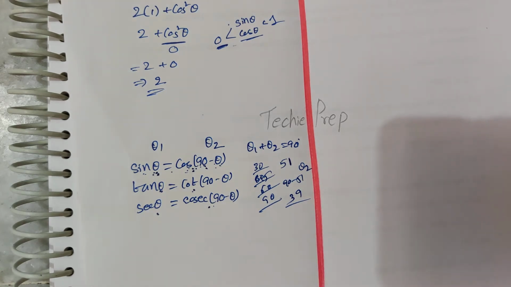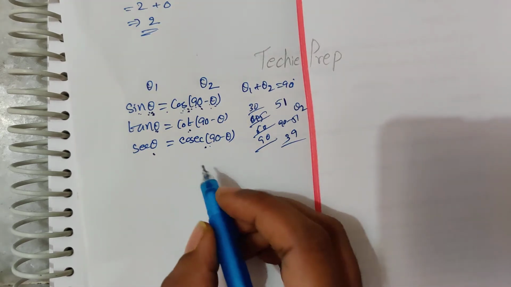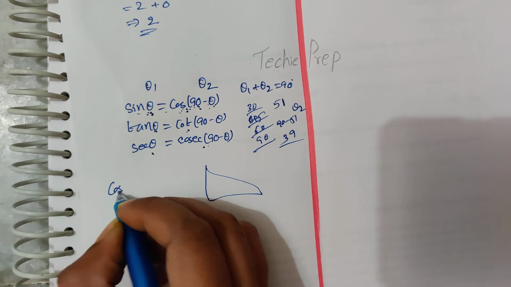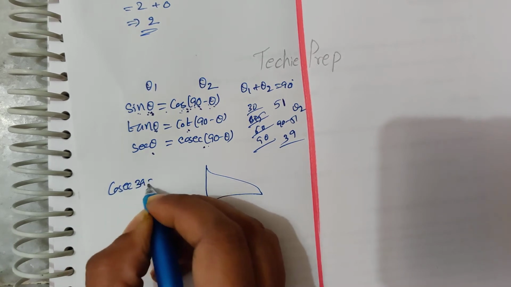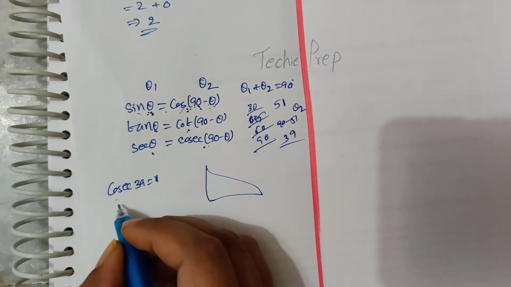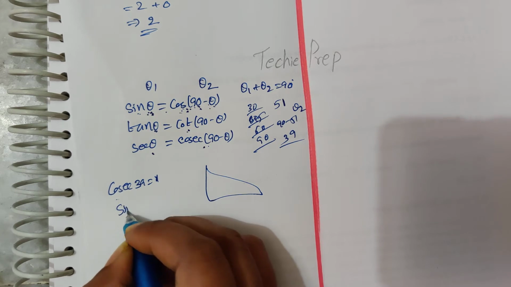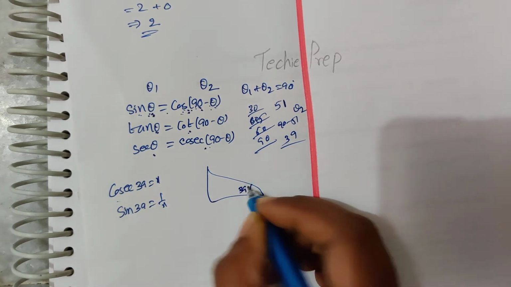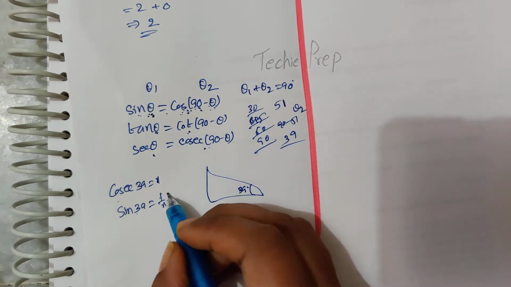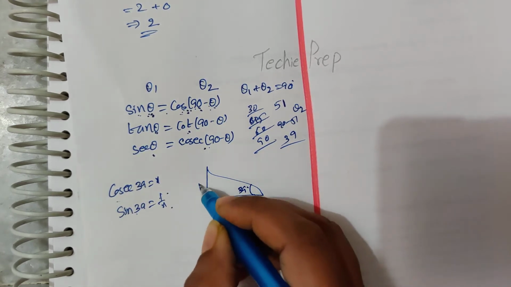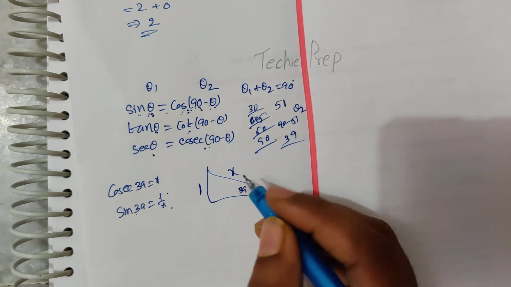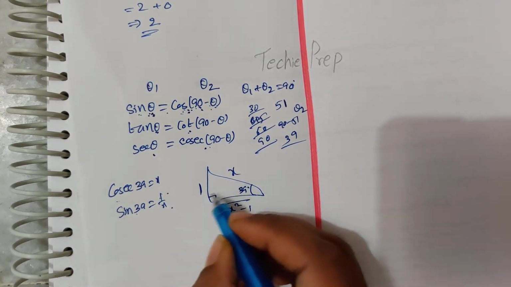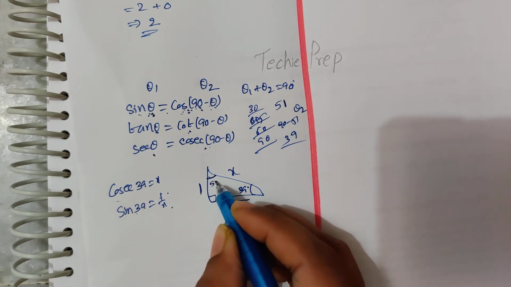Now it is given that cosecant 39 is x. Cosecant means 1 by sine, so sine 39 is 1 by x. For 39 degrees, sine theta is opposite side by hypotenuse. Opposite is 1, hypotenuse is x, then the adjacent side becomes root of x square minus 1. The other angle is 90 degrees minus 39, which automatically becomes 51 degrees.